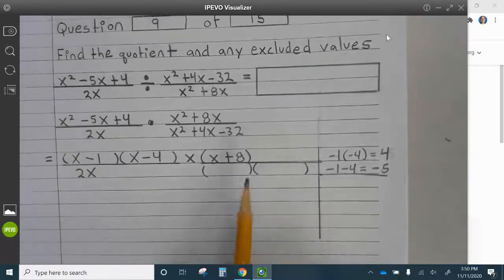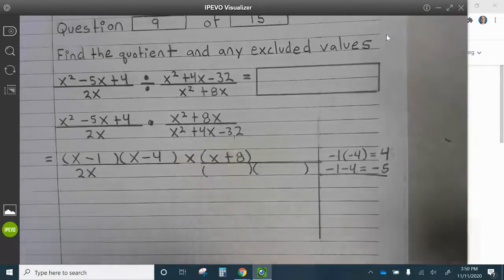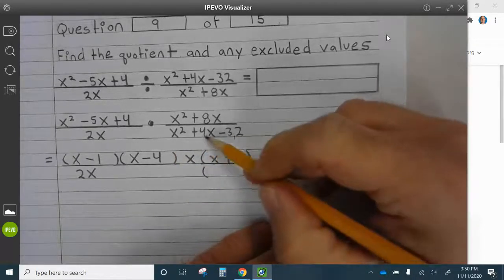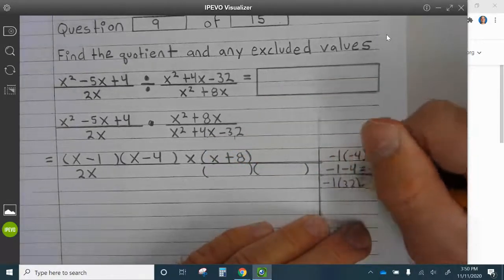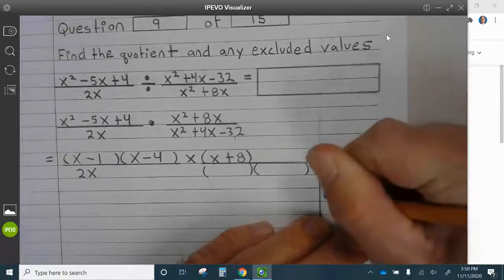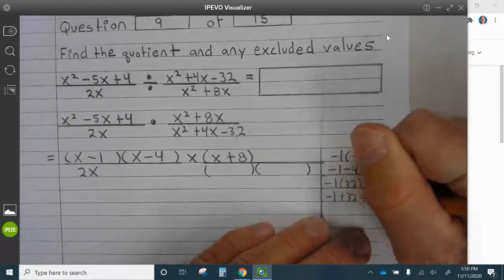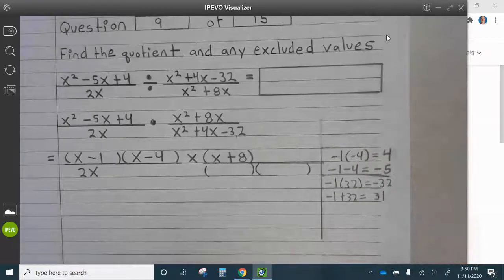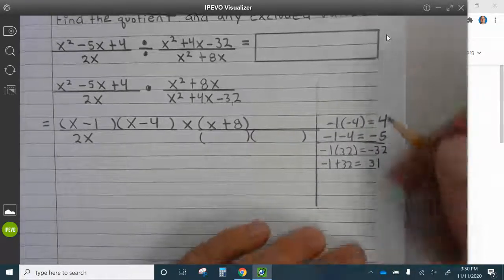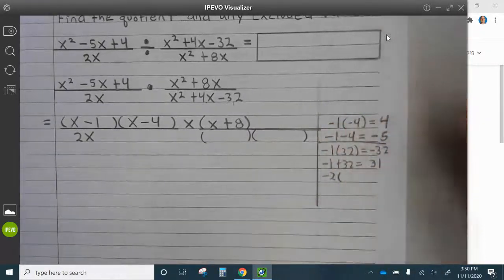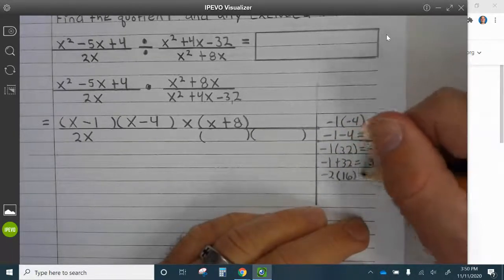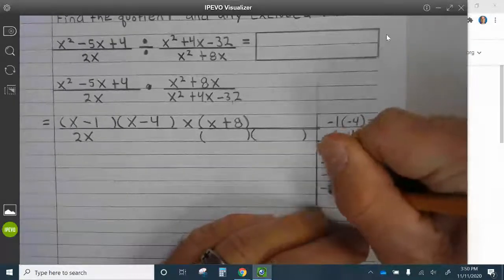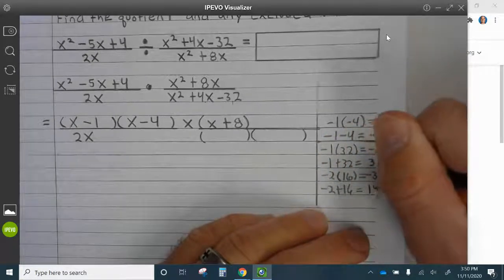Now, we need to find all the factors that multiply to give you negative 32 and combine to be 4. So since the middle number is positive, the bigger number has to be positive. So negative 1 times 32 is negative 32. Negative 1 plus 32 is 31. That doesn't work. Okay, so we're pretty far from 4, so let's keep going. Negative 2 times 16 is negative 32. Negative 2 plus 16 is 14, so that doesn't work.